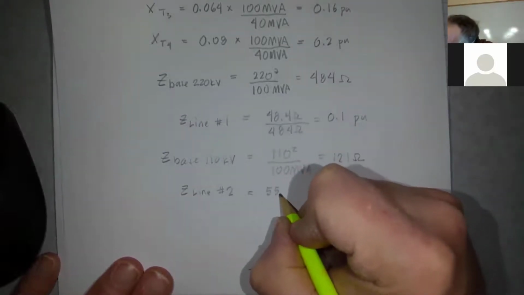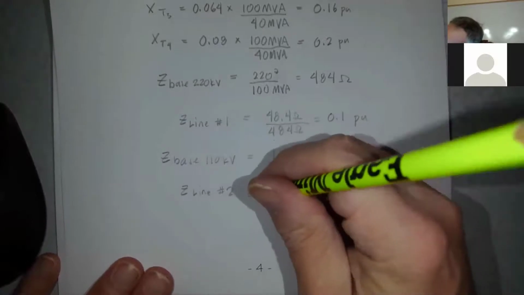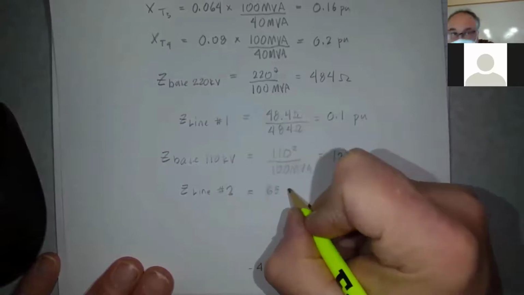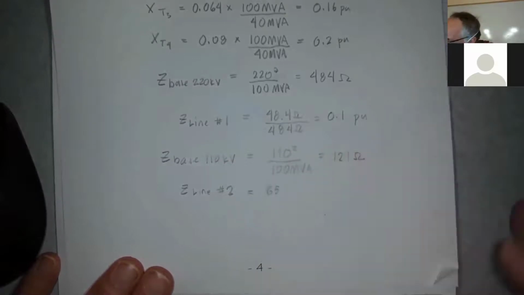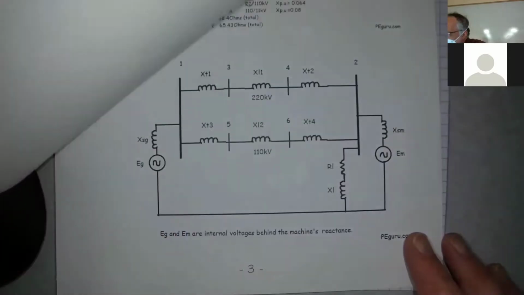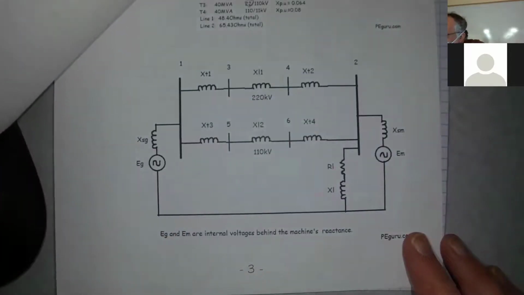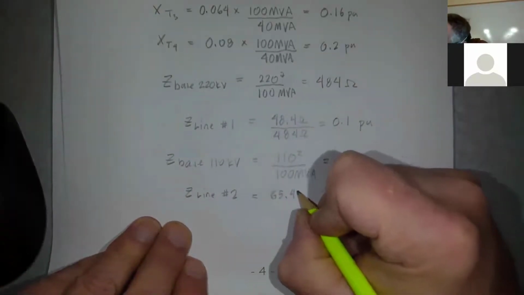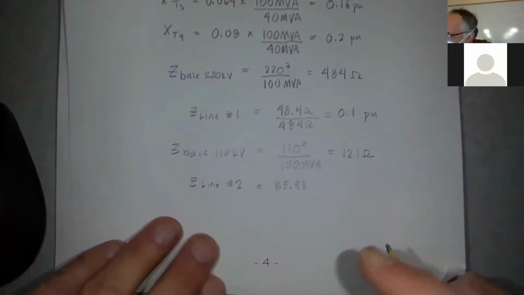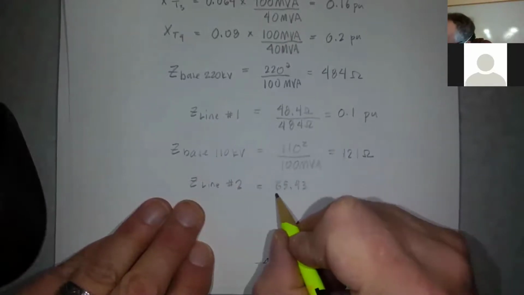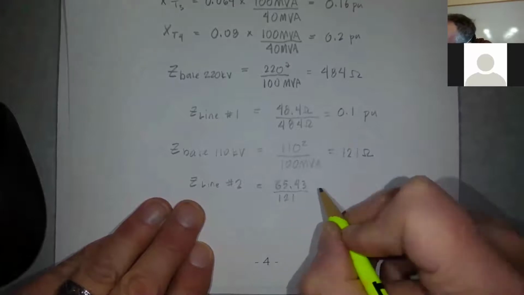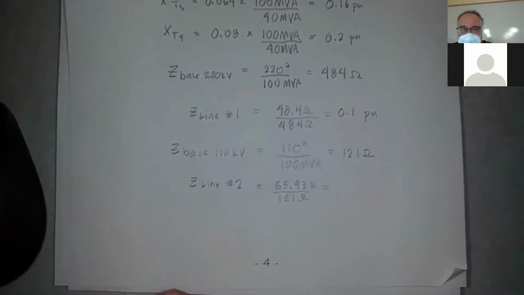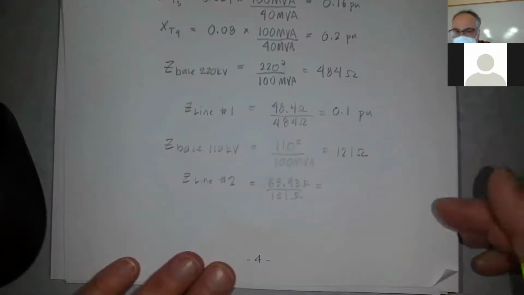65.43. Good thing I'm writing in pencil here. 65.43. That's a nice number. Okay, and then our base was 121 ohms. Ohms over ohms, so this thing's not going to have any units. So what do we get there?